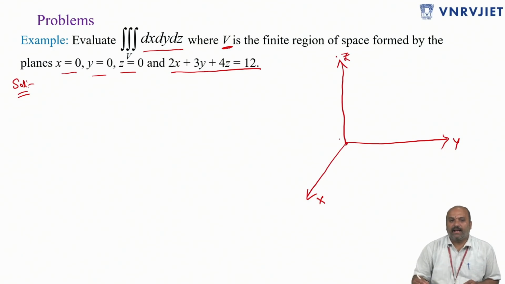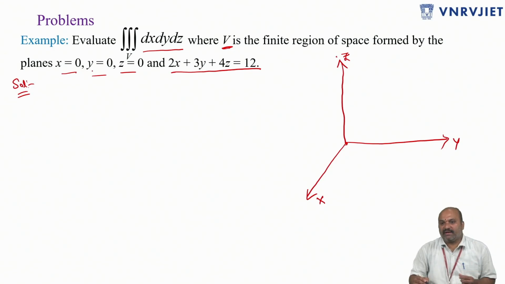Now, in case of two dimensions, in the xy plane, x equals 0 represents the y-axis, y equals 0 represents the x-axis. But in three dimensions, x equals 0 means the yz plane. In this plane, the x coordinate is always 0. And y equals 0 means the xz plane, and z equals 0 means the xy plane. This is the bottom. If you are in a room, you can see the wall opposite to you, and this is the wall adjacent to you. You can imagine it like that.